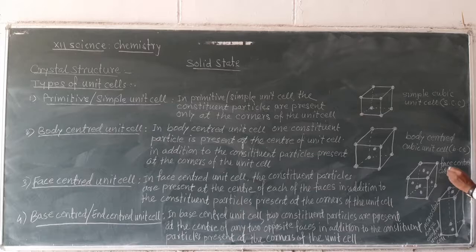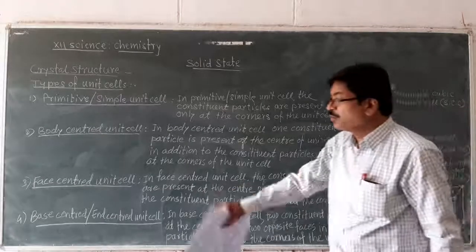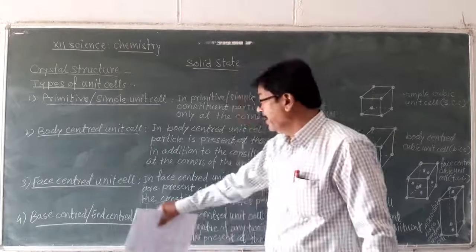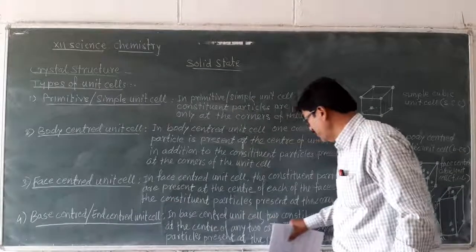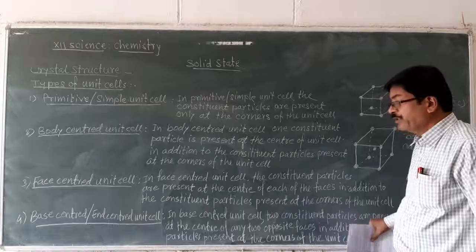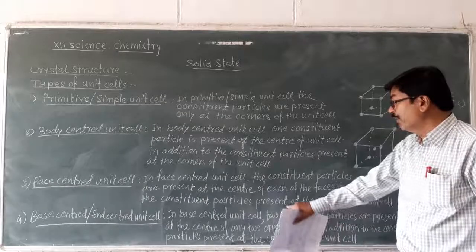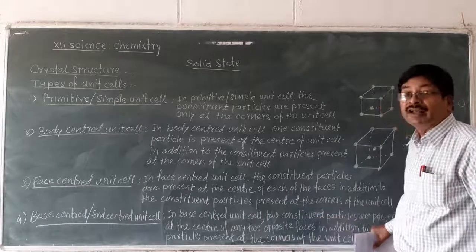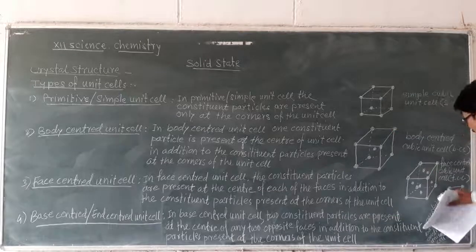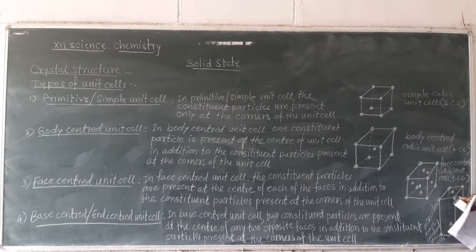Third, face-centered unit cell, in which constituent particles are present at the center of the faces, in addition to particles at the corners. This is the arrangement. This is a face-centered cubic unit cell and can be abbreviated as FCC. And last one, base center or end centered unit cell, in which two constituent particles are present at the center of any two opposite faces, in addition to constituent particles present at the corners of the unit cell.